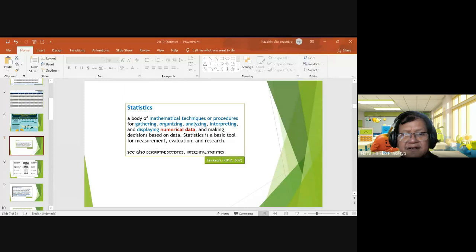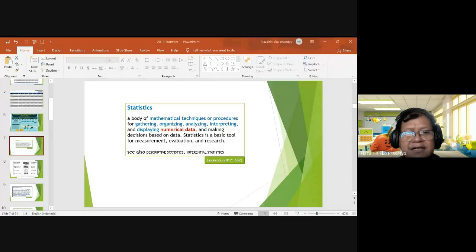And your theory is usually written in the literature review section. Okay? In your literature review section, you must put the theory that you want to use in gathering, organizing, analyzing, and interpreting data. Okay, the next step is analyzing.